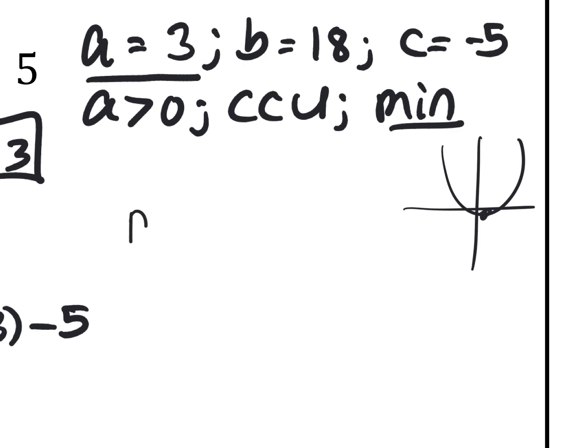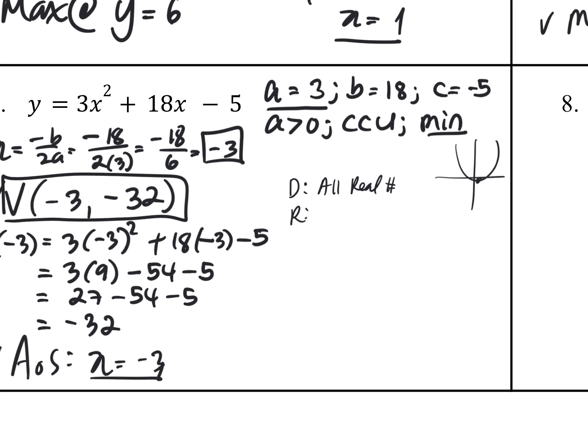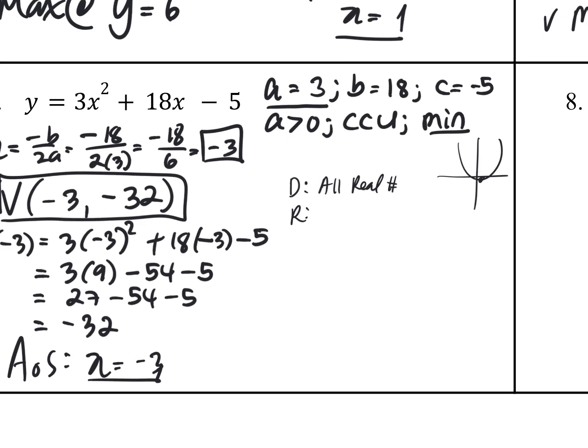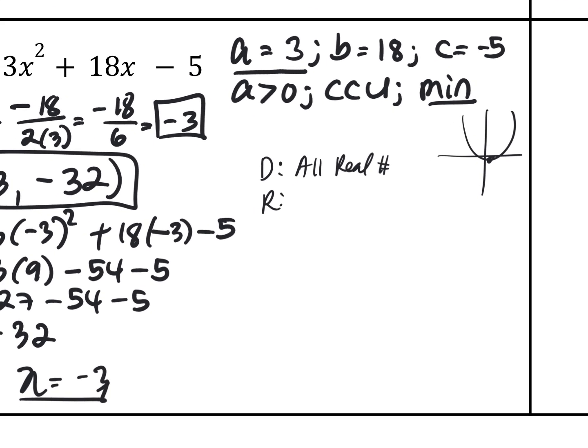So let's look at first our domain. Domain is all real numbers. And sorry, my range should be range R. If you're looking at the lowest number that you can get for the range, it's going to be negative 32 and above. So y should be greater than or equal to negative 32 because it's going up. So from negative 32 going up to infinity.